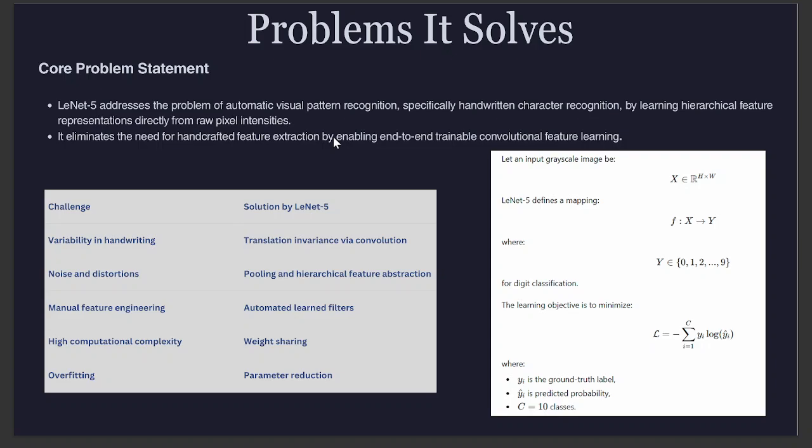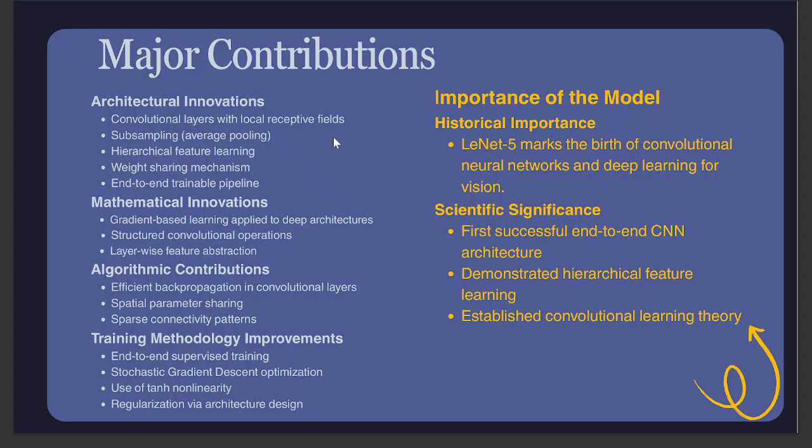The training was optimized using cross entropy loss, but the real innovation was not just the loss function, it was how the network saw the world. A filter slides across the entire image. That's weight sharing, which means fewer parameters, translation invariance, and better generalization. This single idea solved variability in handwriting, and suddenly the network did not just memorize digits, it understood patterns.